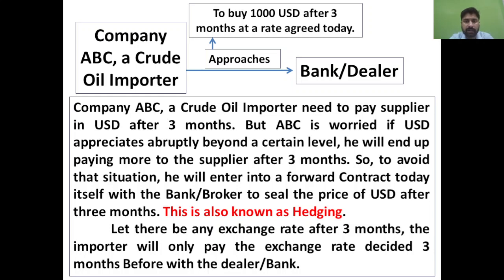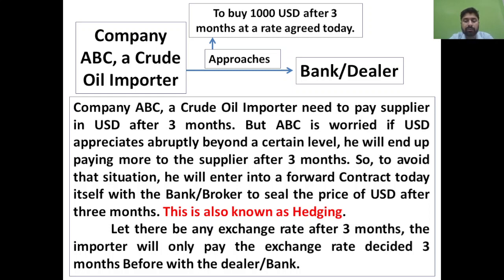To understand that better, read this particular para which is there on this screen. Company ABC, a crude oil importer, needs to pay the supplier in USD after 3 months. But ABC is worried that if USD appreciates abruptly beyond a certain level, it will end up paying more to the supplier after 3 months. So suppose ABC is expecting that since today the spot rate is somewhere 82 INR for 1 USD, after 3 months it should be near about 83.5. So 83.5 is okay for the importer, company ABC.